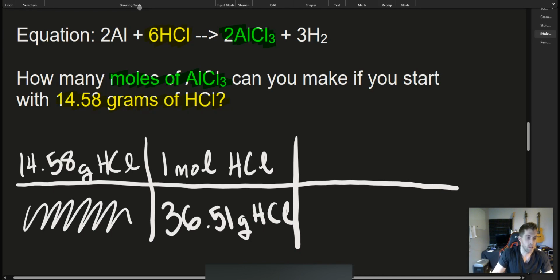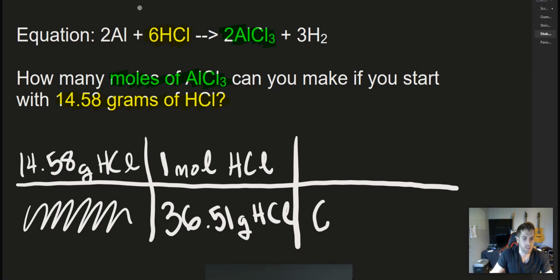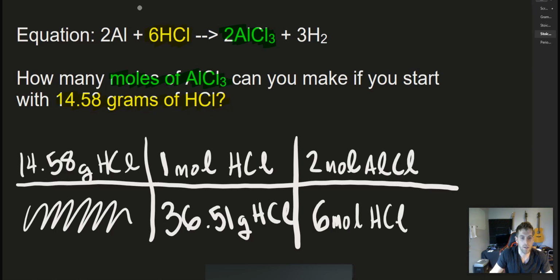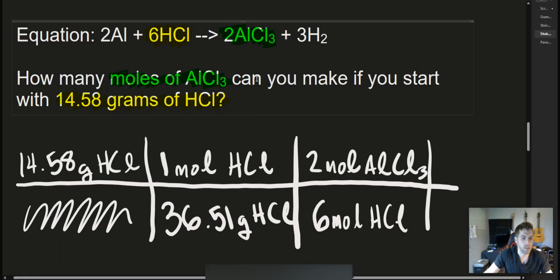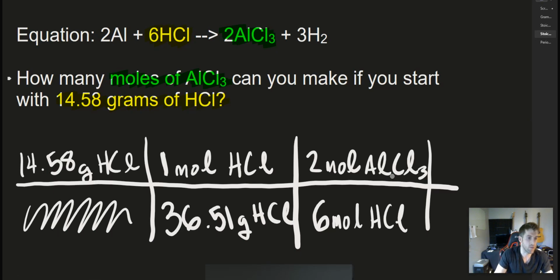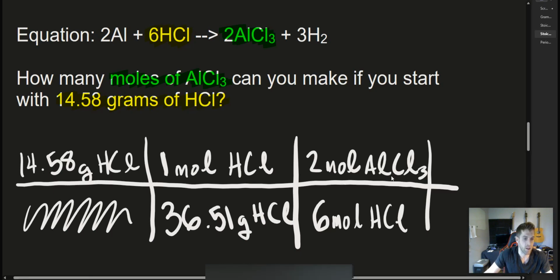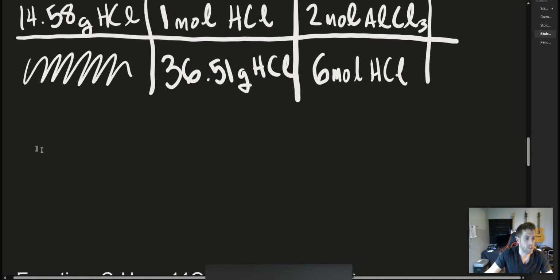So we need to eliminate this 1 mole of HCl. So we have to put the ratio down here. So we have 6 moles of HCl for every 2 moles of AlCl3. Boom. Okay. Now all we need to do is, because we're ending off with what the question is asking for, moles of aluminum chloride, and we're ending it with that, we have to multiply the top, divide by the bottom. I will start typing this in right here.